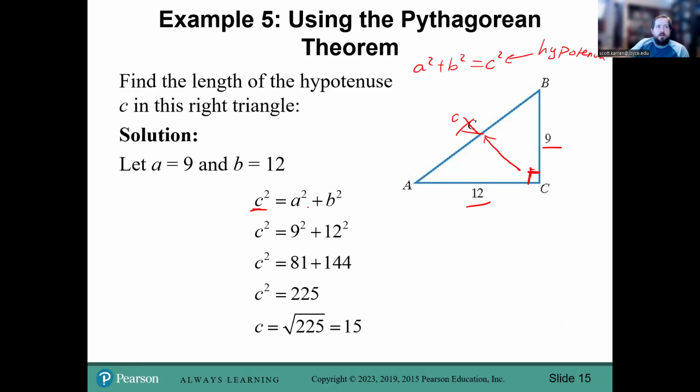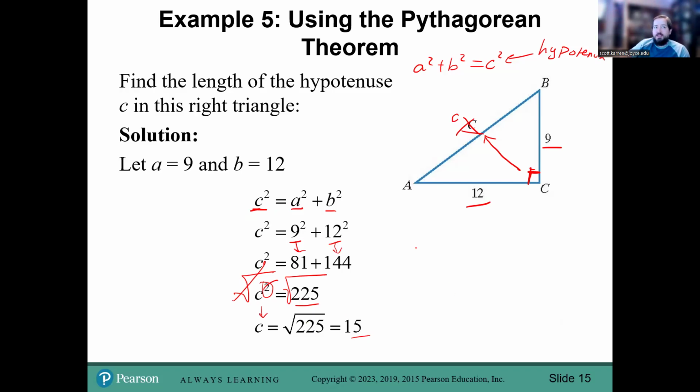And so if I want to evaluate what c is, I'm going to replace a with 9, b with 12. 9 squared is 81, 12 squared is 144. I add those together to get 225. And I can get rid of this square by square rooting both sides. Square root that, square root that. The square root of c squared is just c, and the square root of 225 is 15.